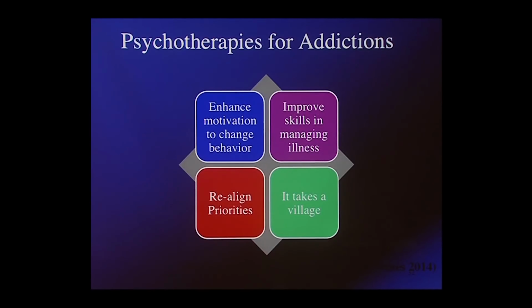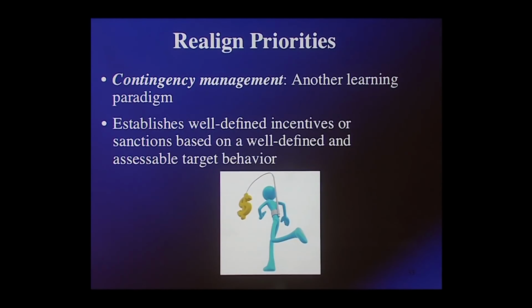Okay, moving along, we'll talk about this idea of realigning priorities. This is akin to the sort of learning model that I talked about previously with the cognitive behavioral therapy. The exemplar of this is this idea of contingency management. So this is a really interesting paradigm. Basically, what it's saying is that you are using well-defined incentives or sanctions that you're implementing relative to an accessible target behavior. So this particular technique is used a lot in the criminal justice system.